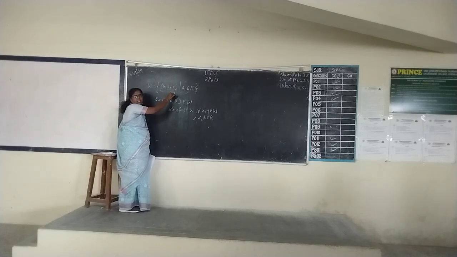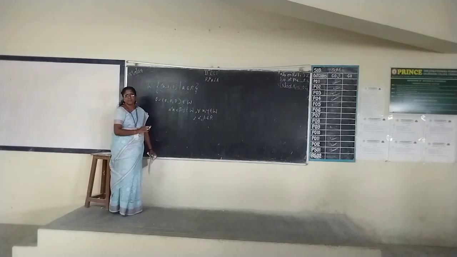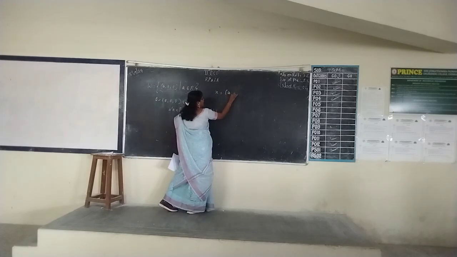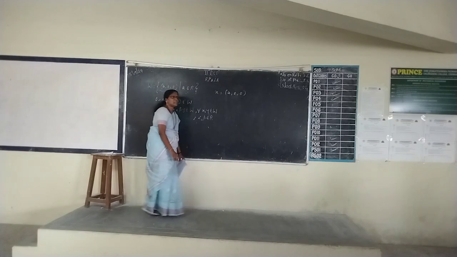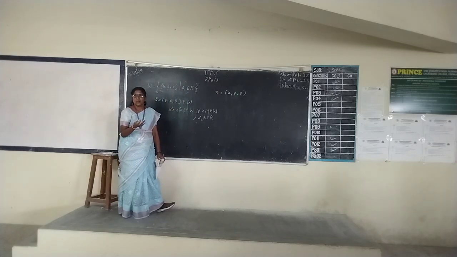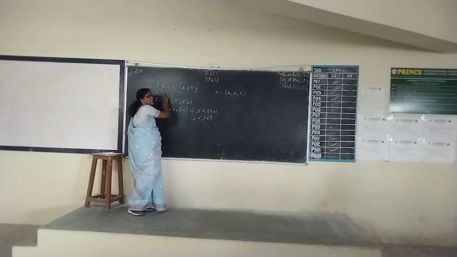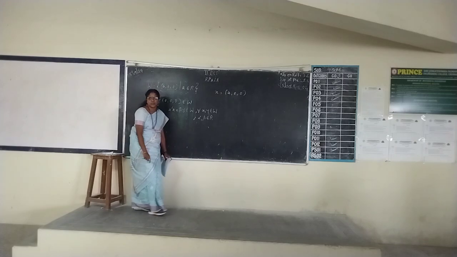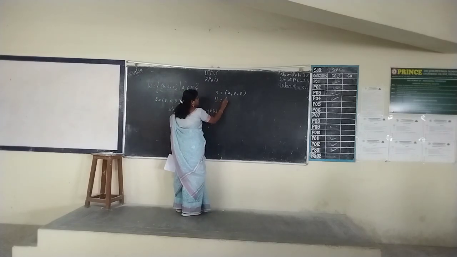The elements of W are in the triple ordered form (A, 0, 0). So the elements of W are in this form. If you are proving a vector space and the general elements are in matrix form, you assume them as a single matrix form. Here, whatever W is given, its elements are all in this form, so they will be in triplet form. So assume x equal to (A, 0, 0). What if we have y?